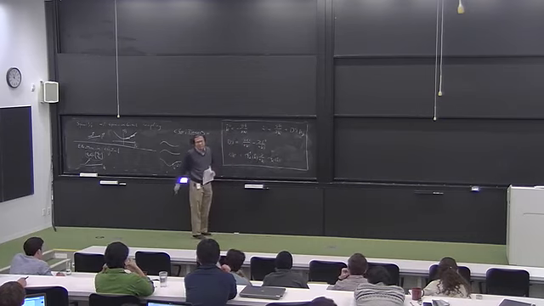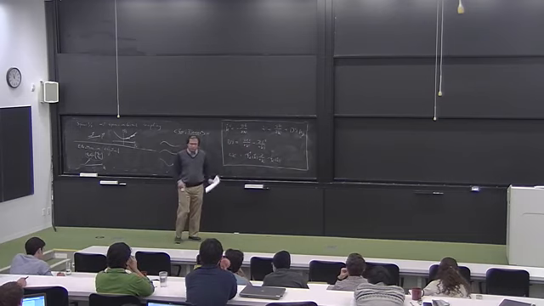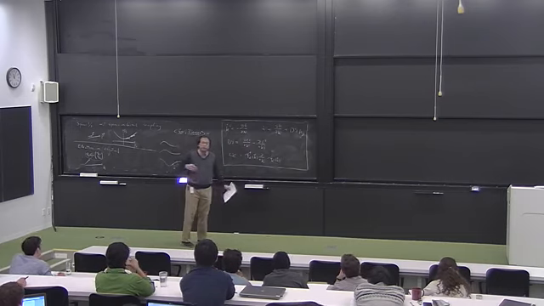We call it C. The reason we call it C is that the vector potential is A, and its field strength is B.